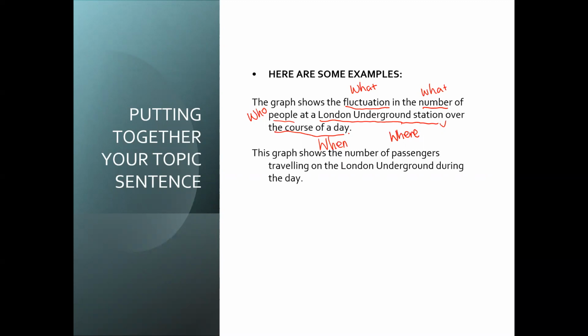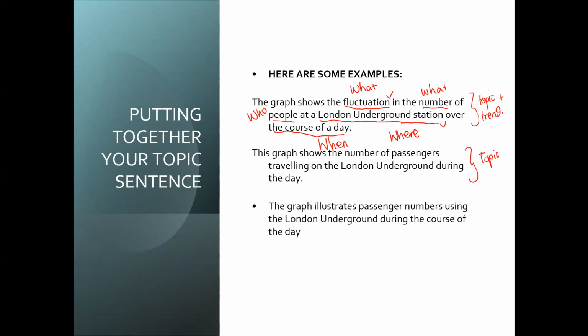Next one, you can have also the second alternative for the topic sentence. That is, this graph shows the number of passengers traveling on the London Underground during the day. What is the difference? Bedanya adalah kalau misalnya di awal yang di bagian pertama tadi ada kata fluctuations. Kalau di sini dia netral ya, dia nggak menunjukkan apapun. Trennya seperti apa? Enggak. Ini hanya murni topik. Oke. Okay? If in the first one you have topic plus trends.